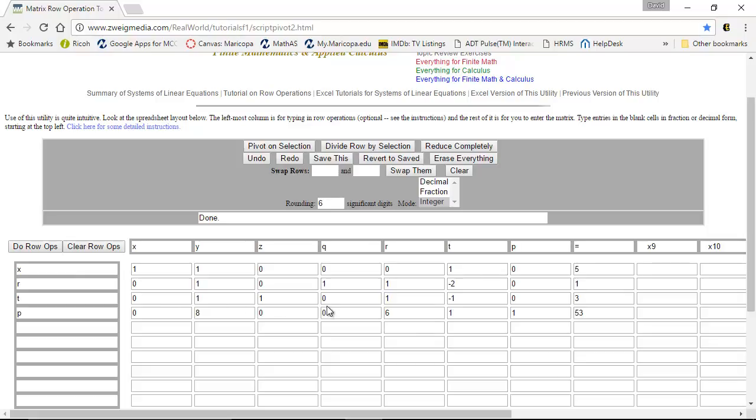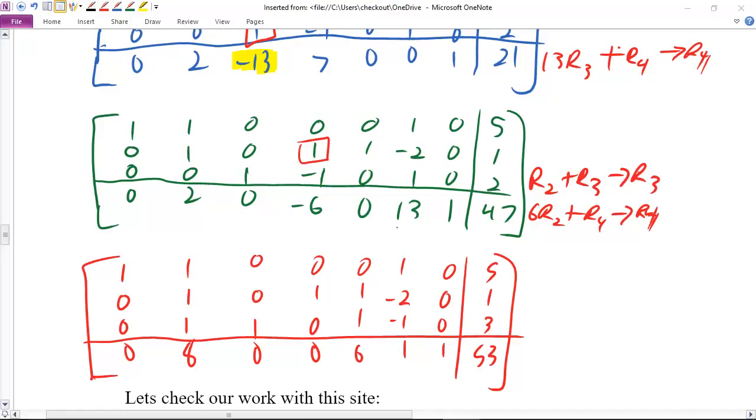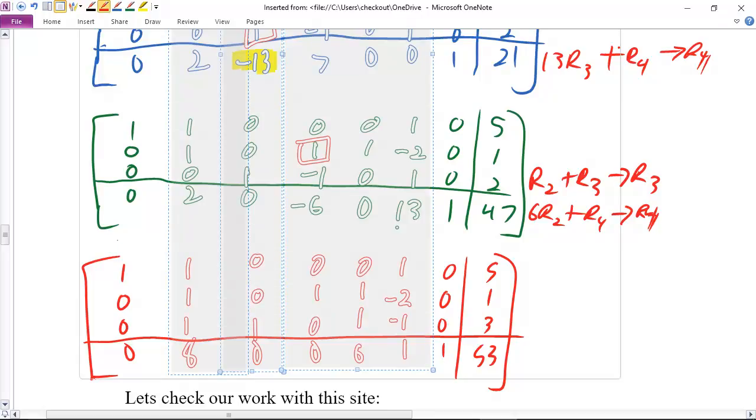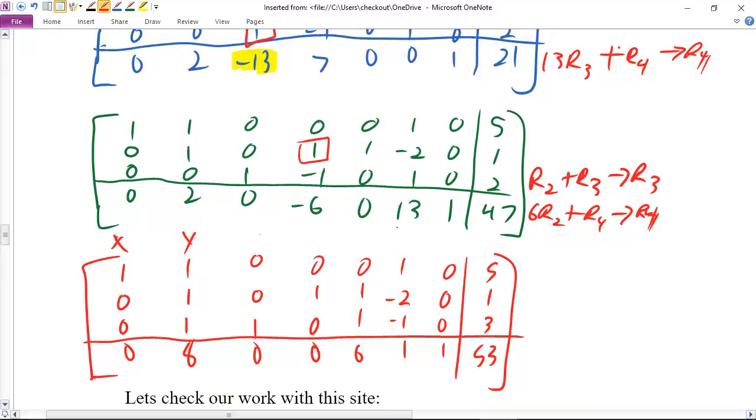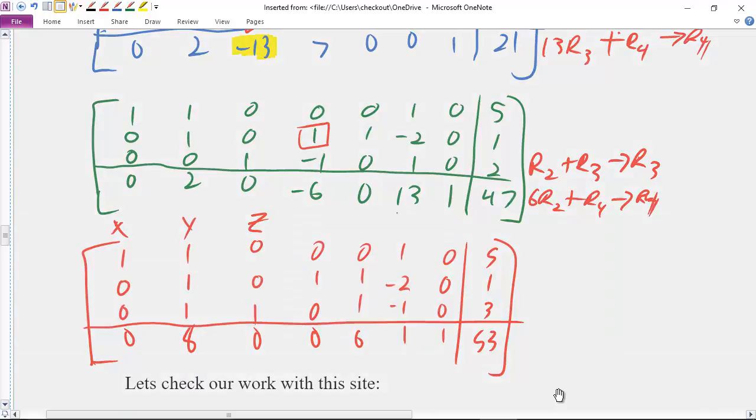So now when you look at our objective equation, you will see we have no negative numbers. So I've copied down that matrix, and we can see, again, no negative numbers down here in our objective, which means we're done. So now let's read our answer. Remember, this is X, Y, Z, and these are garbage variables. They're slack variables, but I used Q, R, T, P equals.